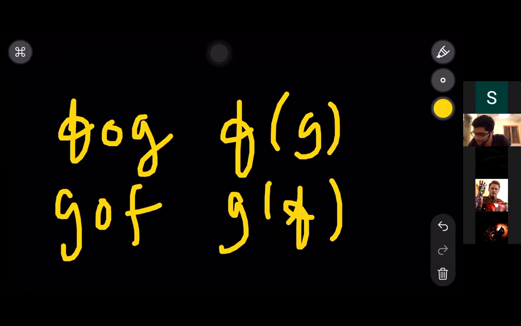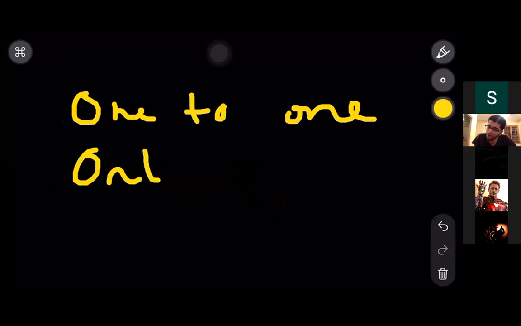Okay. So let us discuss the last concept for today, which is the notion of one-to-one and the notion of onto. So the first thing, which is one-to-one, we have already discussed it briefly, but I didn't tell you that we were discussing about it. So I'll tell you what it is. So these are two different types of functions.